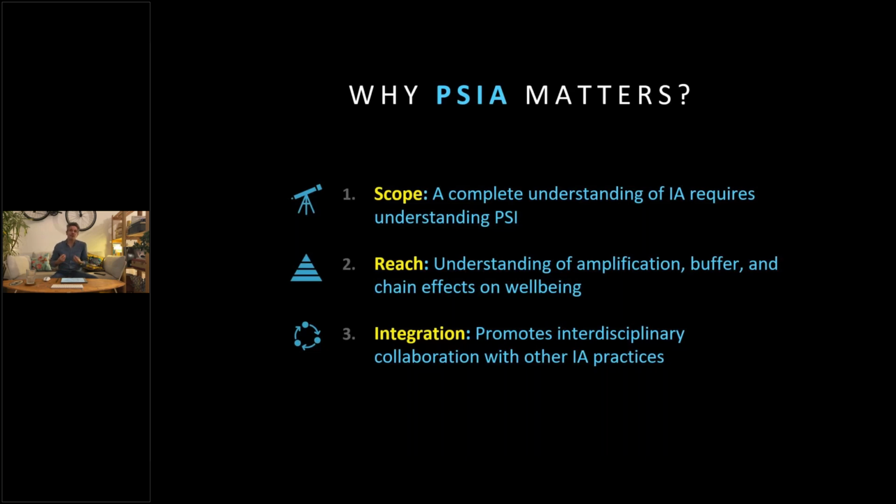The second one is reach, understanding things like amplification, buffer, or chain effects. By amplification or buffer, this is really simple. For instance, if you think about a community that is losing land, in that specific case, the impacts might be positive and negative.